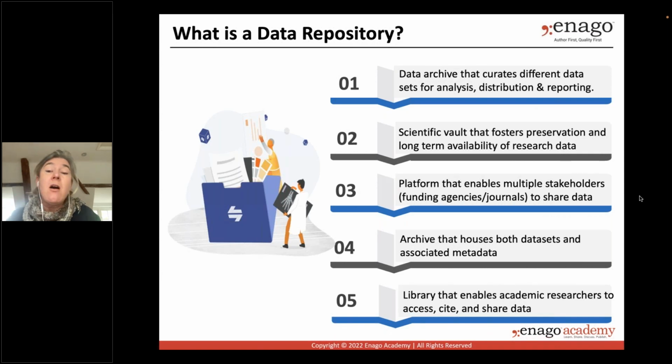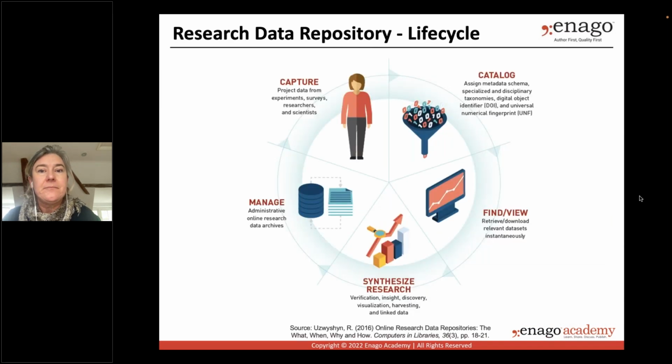It could be seen as an archive that houses the data and its associated metadata, or as a library that enables researchers to access and cite and share. So again, it's probably a lot of different things to different people, and perhaps even different things to the same people, depending upon the function or the interest they have at that time.